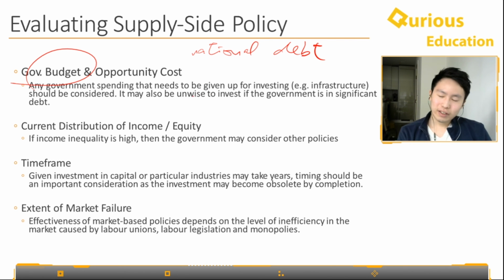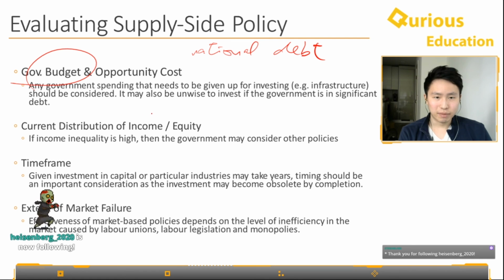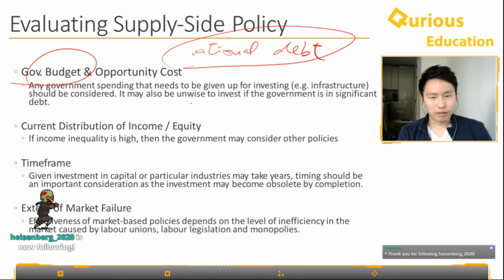But we can also argue it the other way around, because if the economy is in a recession, perhaps we want to do more supply-side policy because of the initial investment. So this national debt would be what we should be considering.